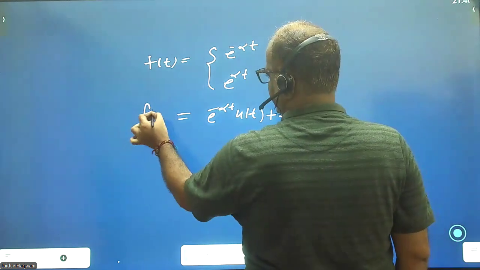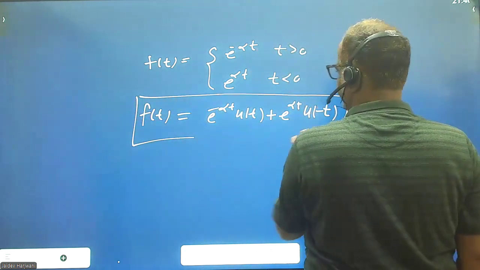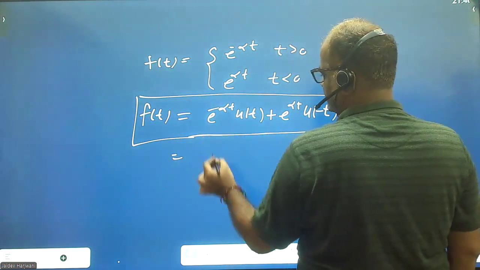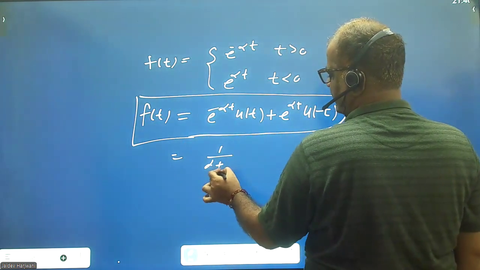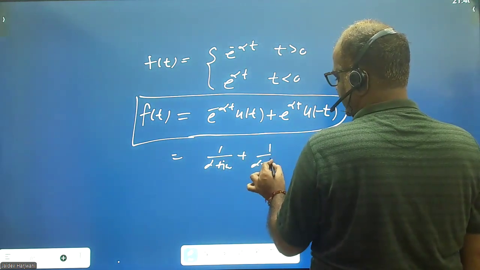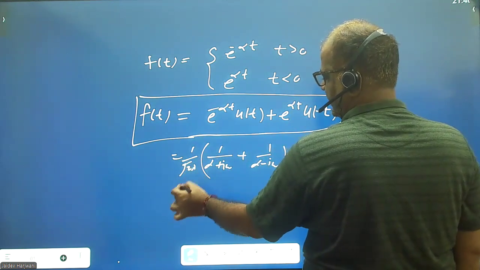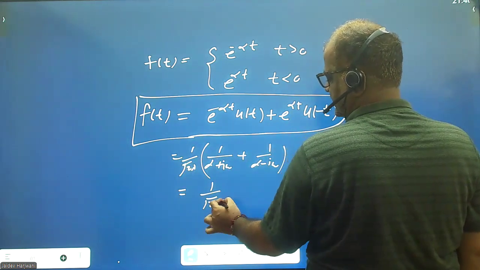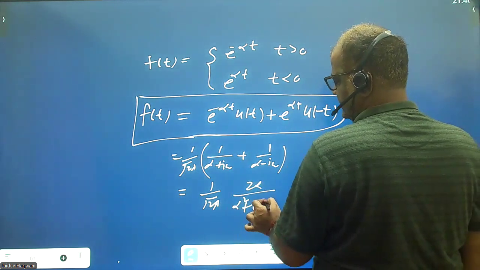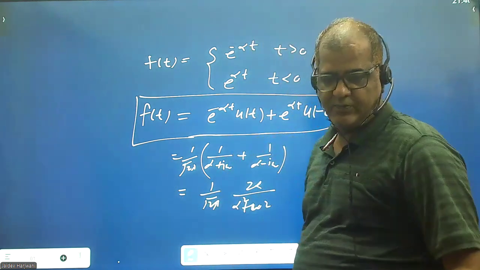This is f(t), a combination of these functions, and we have already seen this is 1 upon alpha plus iota omega, and this is 1 upon alpha minus iota omega, with 1 upon root 2 pi, which gives 2 alpha upon alpha square plus omega square. Okay, I'll stop here. Thank you.